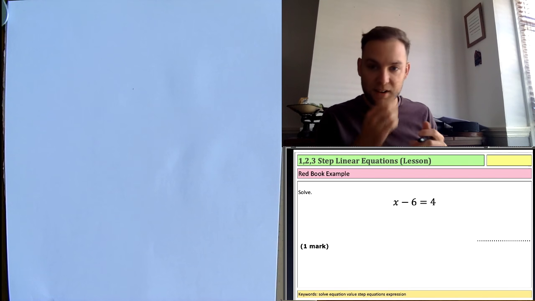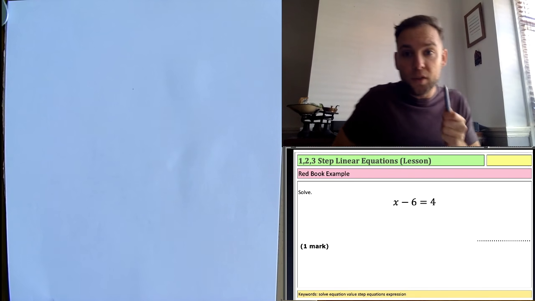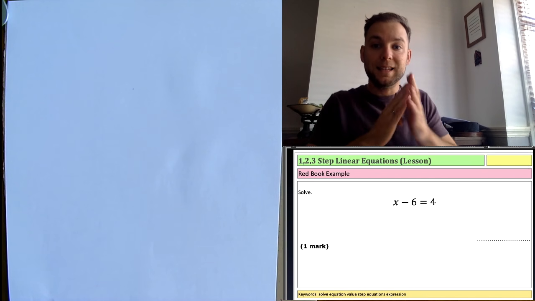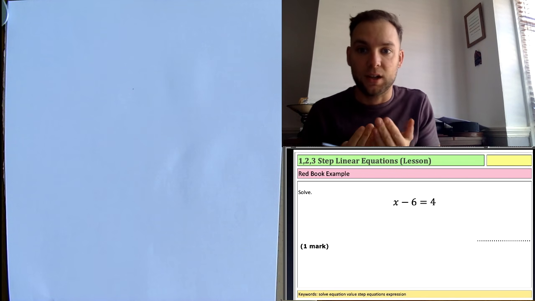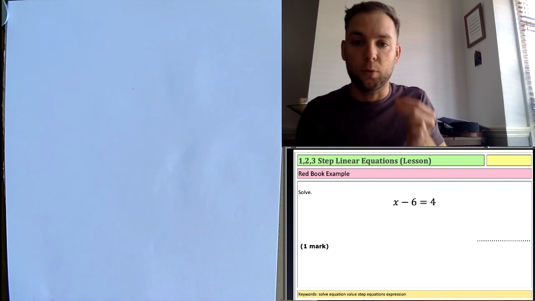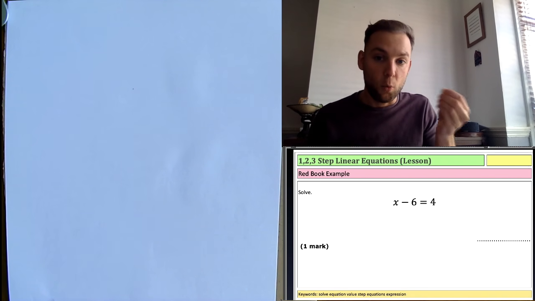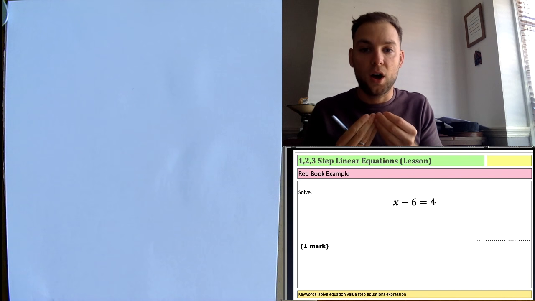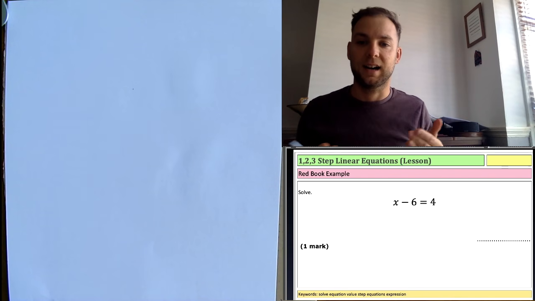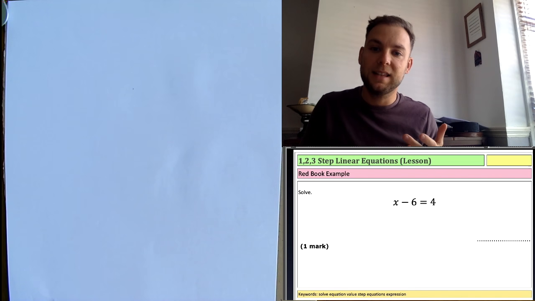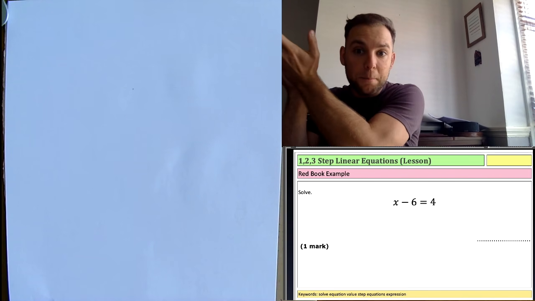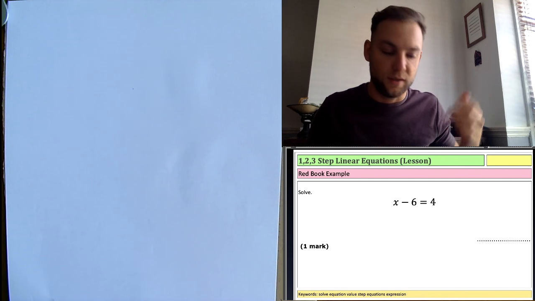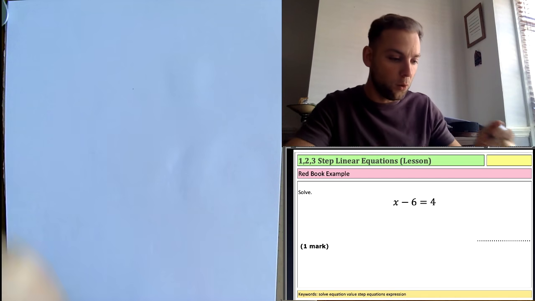So let's have a little look at this. Now, one of the things that we need to do when we're solving an equation is basically get rid of everything which is next to that unknown that we want. So in this case, we want to get rid of the 6. To do that, we need to balance the equation. So to get rid of a minus 6, we need to add 6, but we've got to do the same to the other side. So this is example 1.